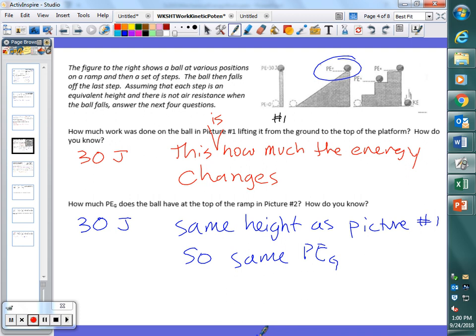So was work done when we lifted the ball from the bottom of the platform to the top of the platform? Absolutely. How much work was done? Well, how much did the energy change? 30 joules. It went from 0 to 30. It's 30 joules different at the end of our situation than it was at the beginning of the situation. Therefore, 30 joules of work was done. Okay? The amount of work done is equal to how much the energy changes in our situation. Okay? Good with that idea.